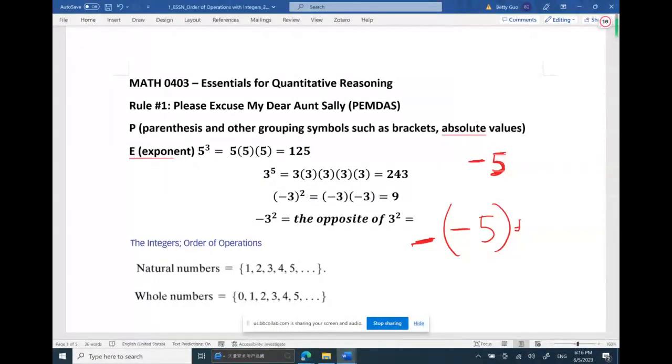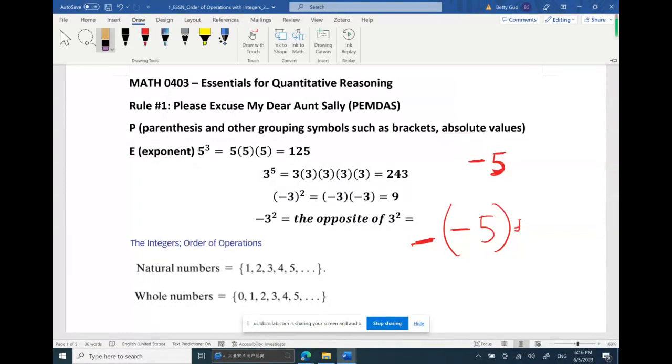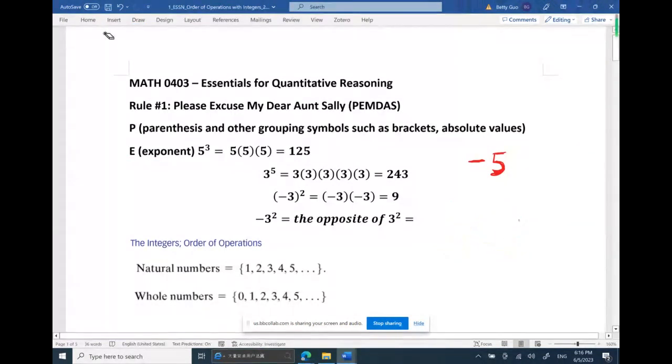Here is a trick, and I hope you can see it. Whenever you place a negative sign in front of a quantity, number, variable or expression, the negative sign serves as opposite. So the negative sign in front of the power has nothing to do with the base. The structure of this expression is actually the opposite of 3 to the power of 2. Can you see that?